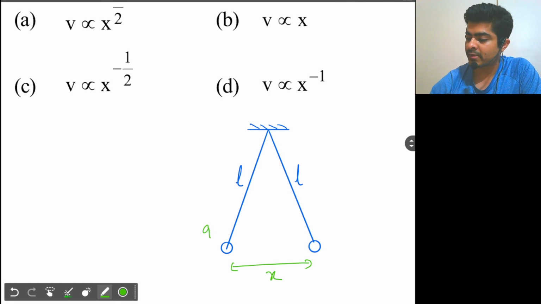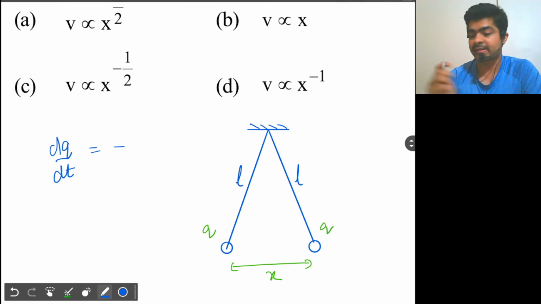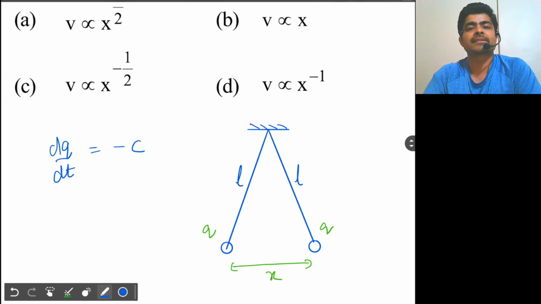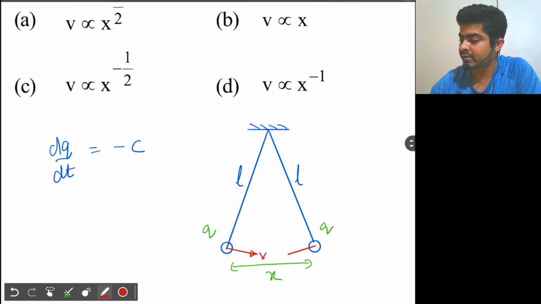Now the spheres have charge q and dq by dt is negative but constant. Dq by dt is negative because the charge is leaking out, charge is decreasing, and it is given to be constant. So let's assume it is equal to minus c. Now, we have to find the velocity with which the charges are approaching each other. So the charges have, let's say, velocity v like this. They are undergoing circular motion, so the velocity will be perpendicular to the string.